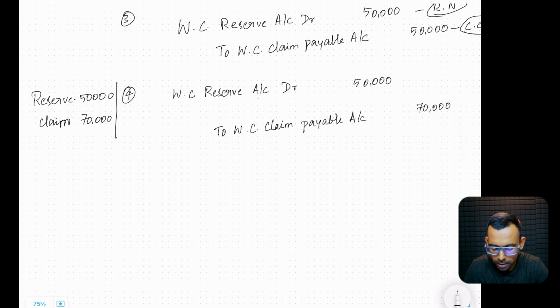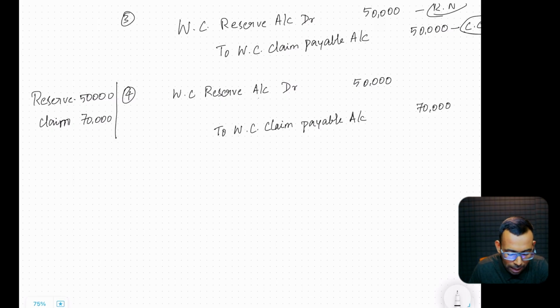70,000. Now you can see there is a mismatch in this journal entry. The journal entry hasn't tallied. Now where is the shortfall here? Is the shortfall on the debit side or the credit side? The shortfall is on the debit side. How much is the shortfall? It is 20,000.